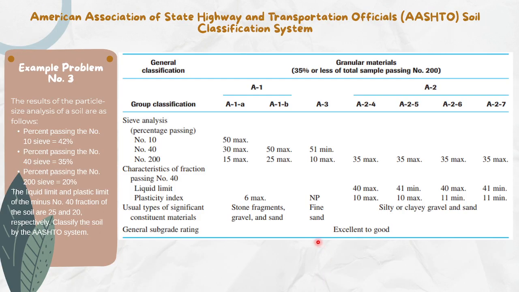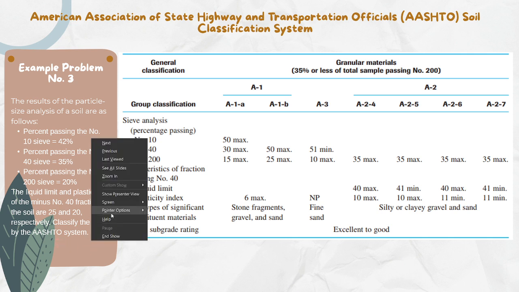So, in order to have a better understanding of the AASHTO soil classification system, let's have example problem number 3. We are given the results of the particle size analysis of the soil, in which the percentage passing the number 10 sieve is 42%, the percentage passing the number 40 sieve is 35%, and the percentage passing the number 200 sieve is 20%. The liquid limit and the plastic limit of the minus number 40 fraction of the soil are 25 and 20 respectively. Classify the soil by the AASHTO soil classification system.